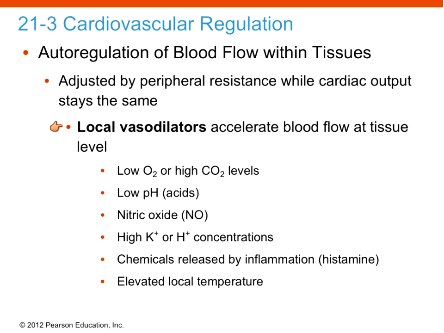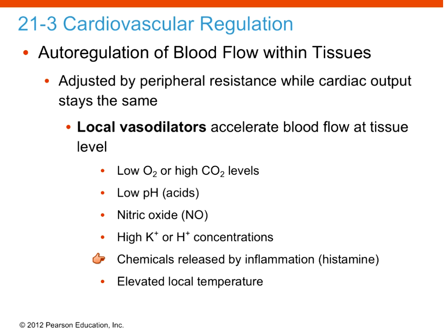So local vasodilators are always going to increase the diameter of the blood vessels, and that's going to accelerate blood flow to the tissues. If we have something like low oxygen or really high CO2 levels, we want to get rid of some of that CO2 because it's a waste product for us for the most part, or anything that causes our pH to be too low. Really high CO2 levels can make a low pH. Nitric oxide, too much potassium or hydrogen ion concentration. Hydrogen ion is an acid, so that would make the pH lower.